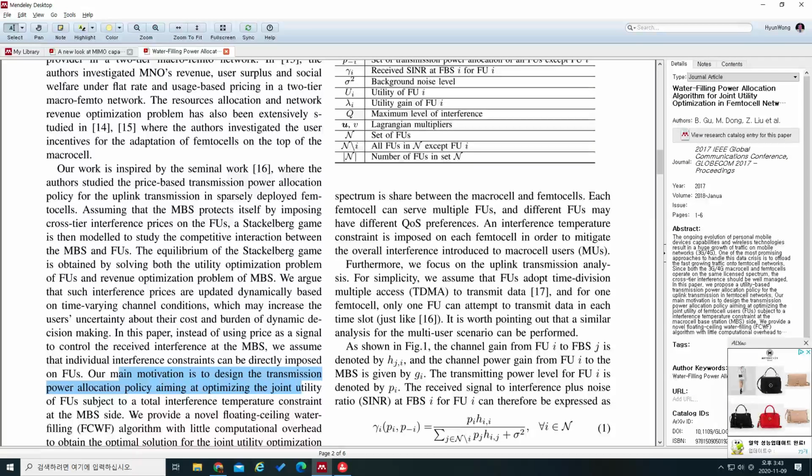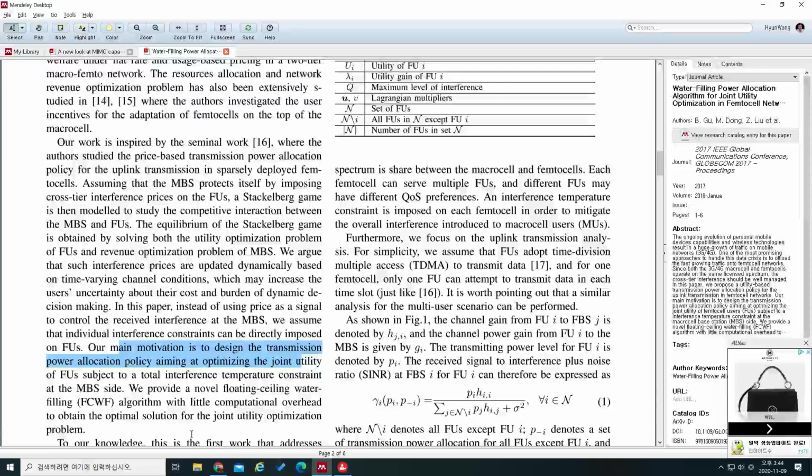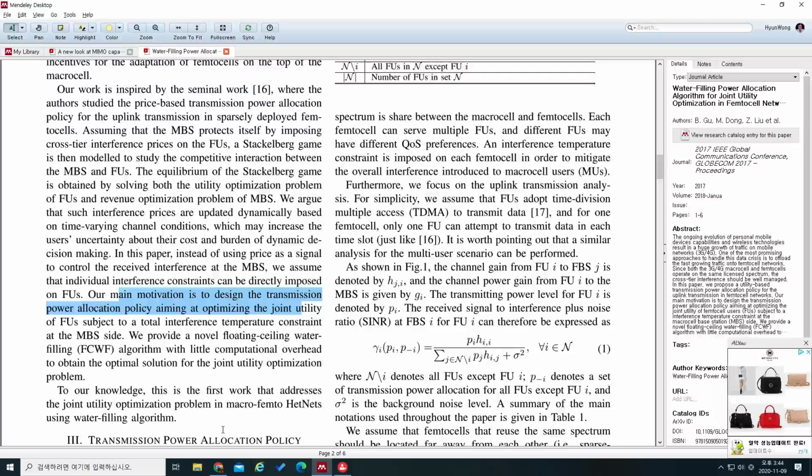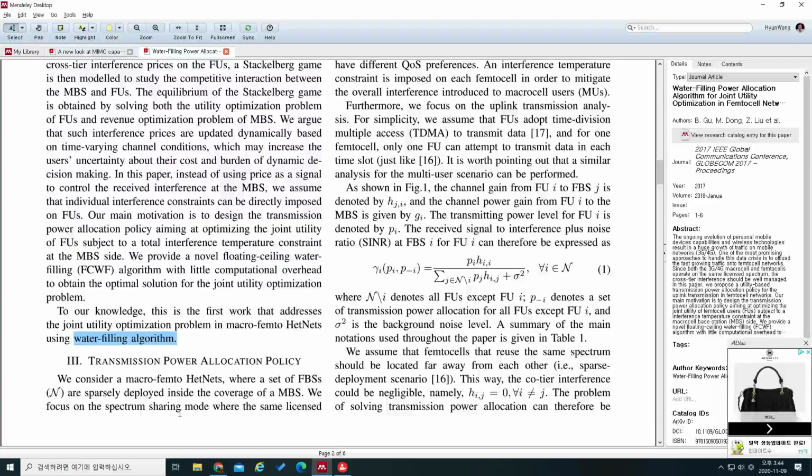We provide a novel floating ceiling water filling (FCWF) algorithm with low computational overhead to obtain the optimal solution for the joint utility optimization problem. To our knowledge, this is the first work that addresses the joint utility optimization problem in macro-femto heterogeneous networks using water filling algorithms for transmission power allocation policy.